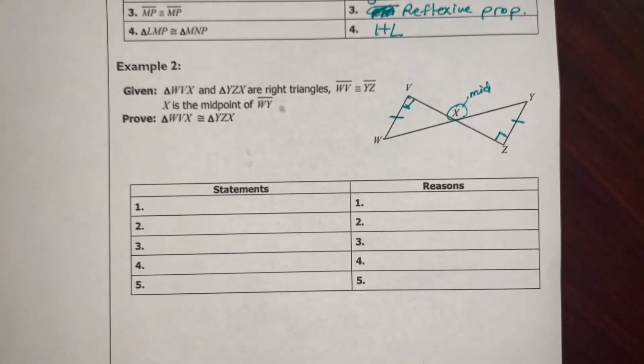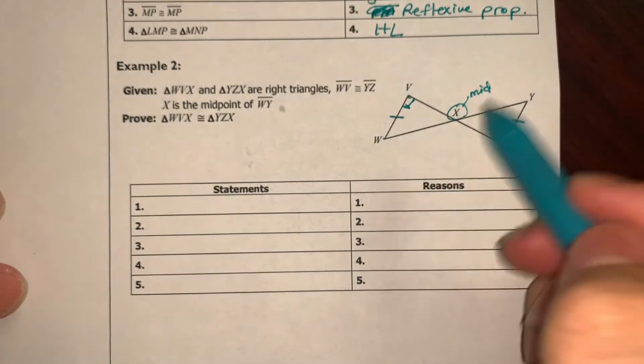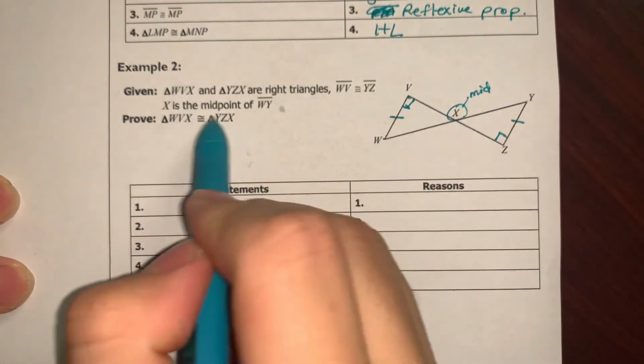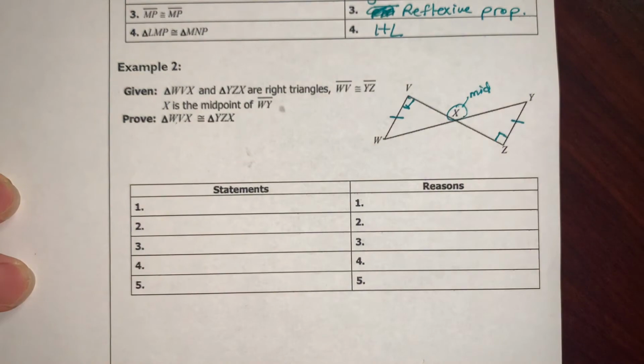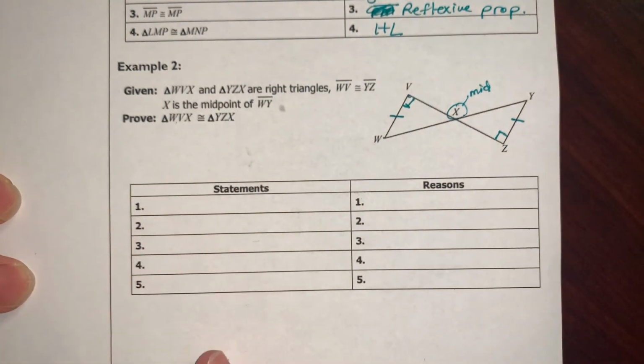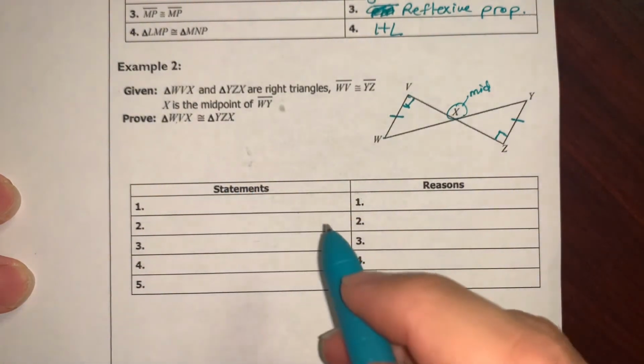Sorry about that, I got interrupted. So let me go ahead and continue this. So we went ahead and established that X is the midpoint of this. Now we got to prove that these two triangles are somehow congruent to each other. This time we didn't provide you with any statements, so we're going to go ahead and come up with them ourselves.